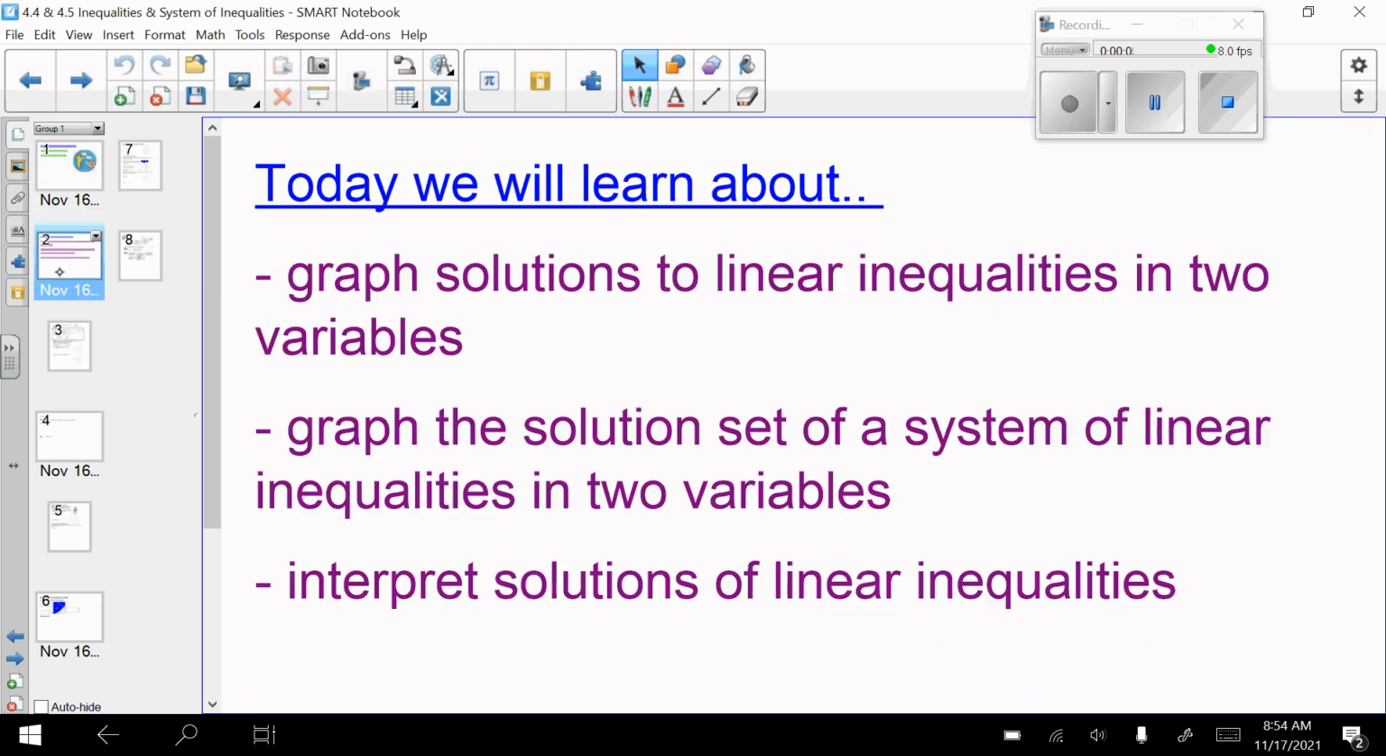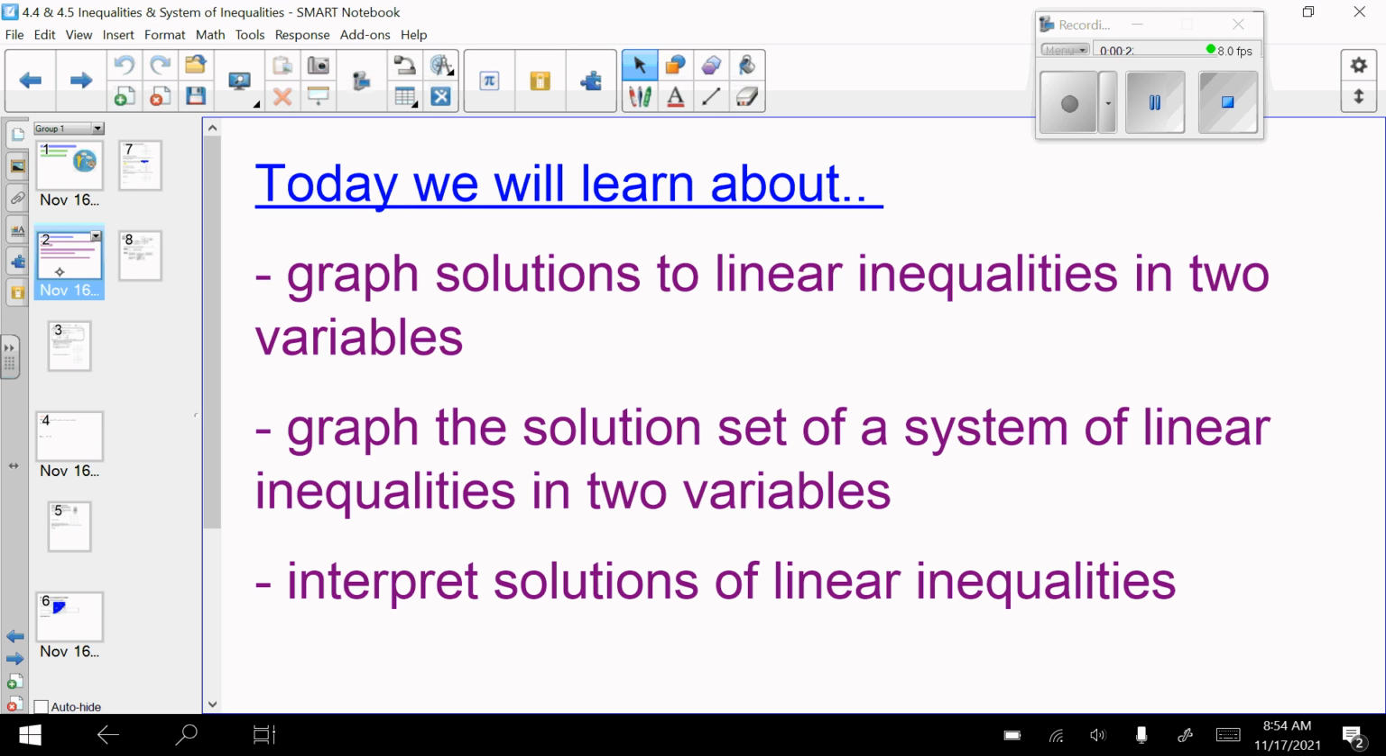So today we're going to talk about graphing solutions to linear inequalities, and then graphing the solution set, what that is, and then interpreting linear inequalities. It's kind of stuff we've already done. We're going to add on to it from what we did on Monday and last Friday.